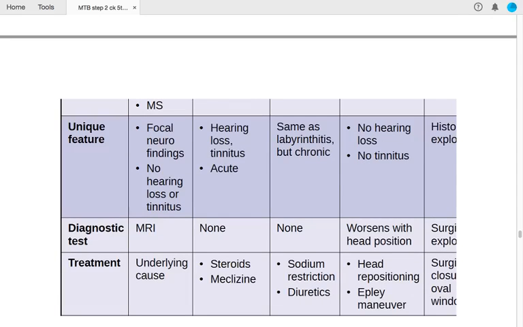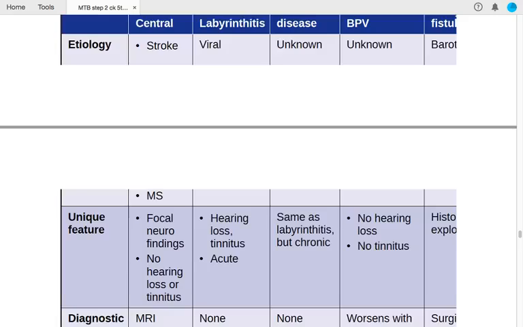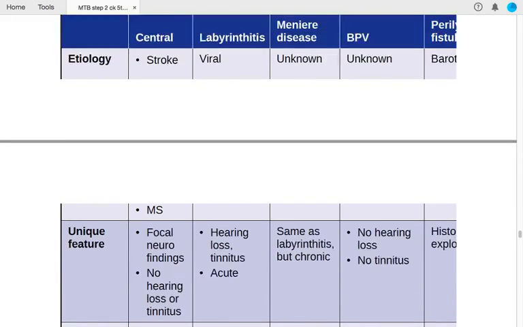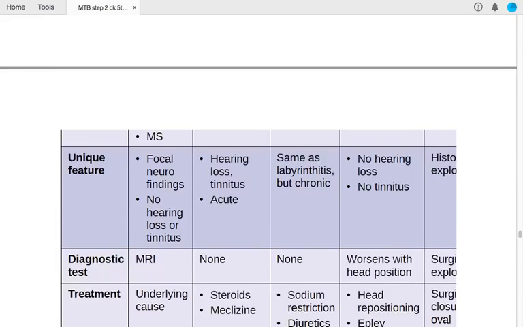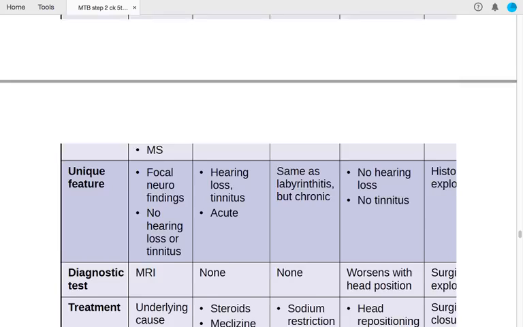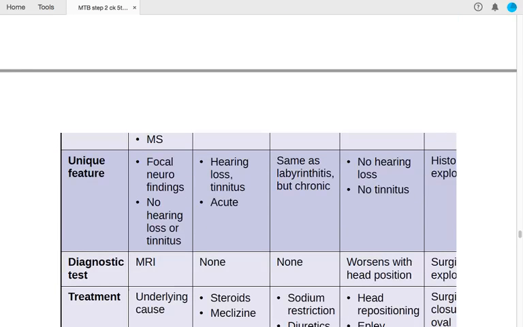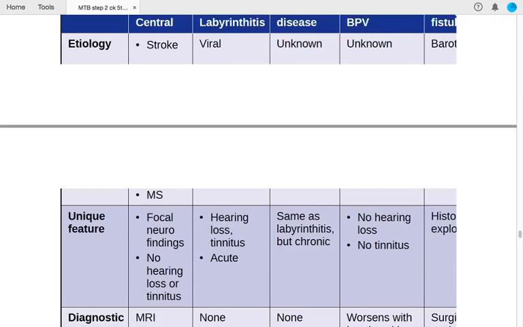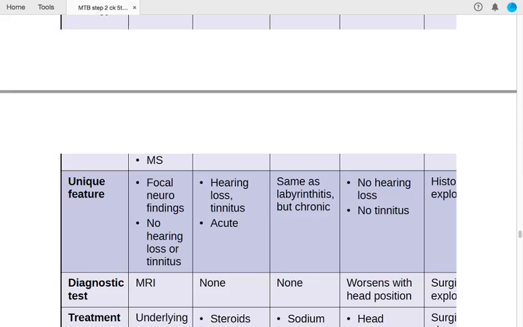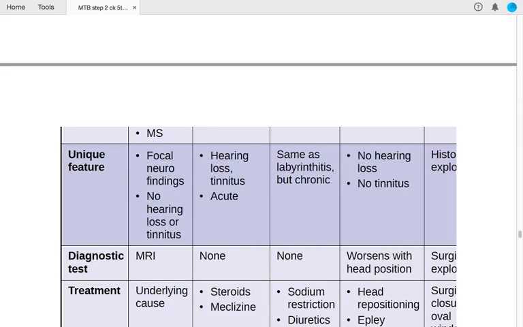Now for the diagnostic testing, MRI. In the case of this central cause of vertigo and labyrinthitis, there's nothing specific. For Meniere's disease, there's nothing specific. But for BPV, it worsens with head position. And of course, in perilymph fistula, there is surgical exploration maybe.